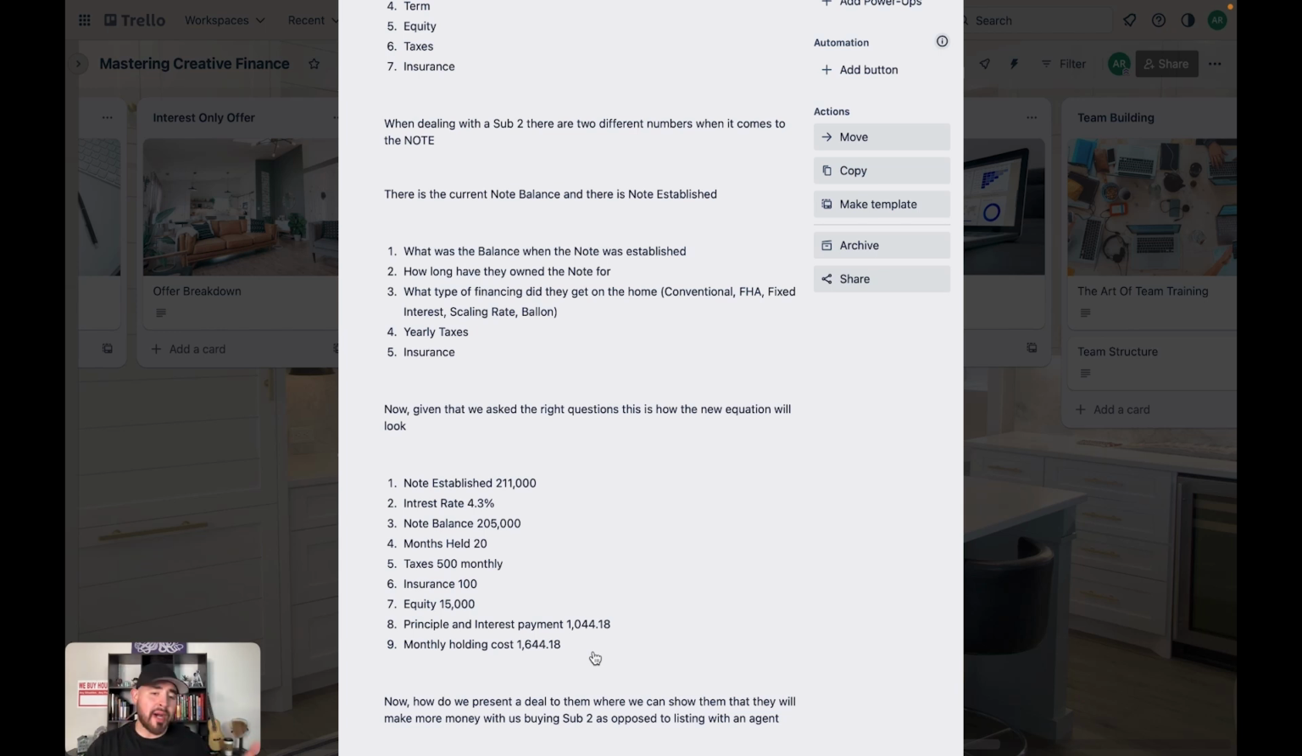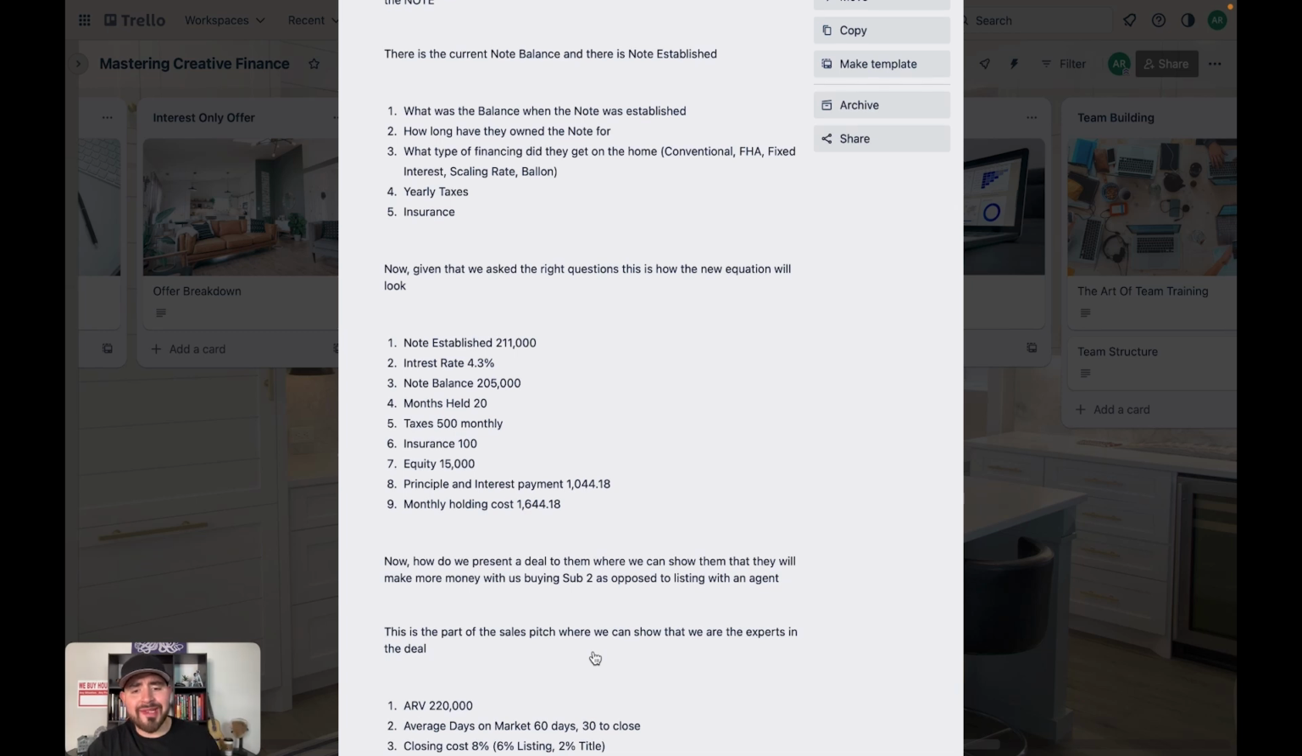They might not know. But if we have a 10b2 calculator, we can pull all that information. We know that at the end of 20 months, they have a note balance of $205,000. Okay, $15,000 of equity, more or less, if we know that the ARV is $220,000. So the principal and interest payment is going to be $1,044.18, and then total monthly holding cost, because remember, when you're purchasing the property subject to, you're going to have to pay for principal, interest, taxes, and insurance. So we have to have all of that accounted for when we're making an offer and when we're picking up a property subject to an existing mortgage, right?